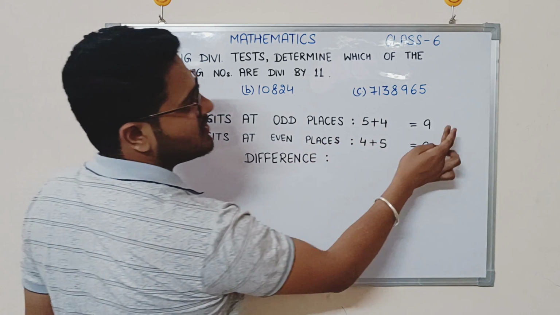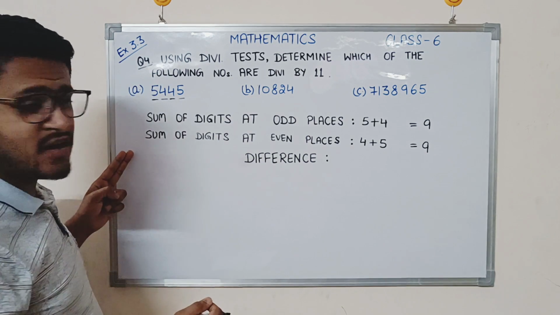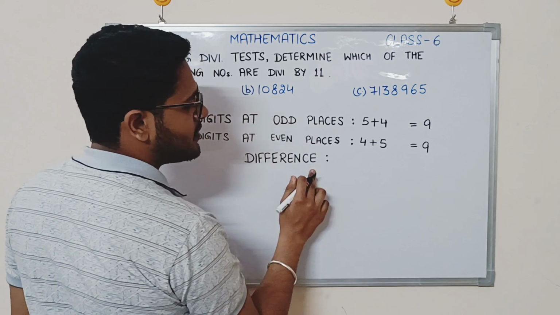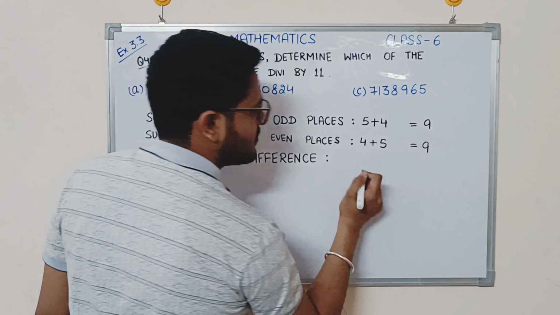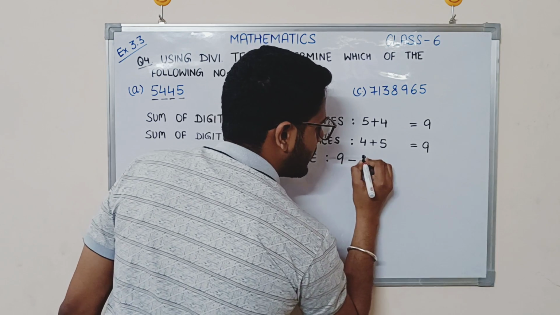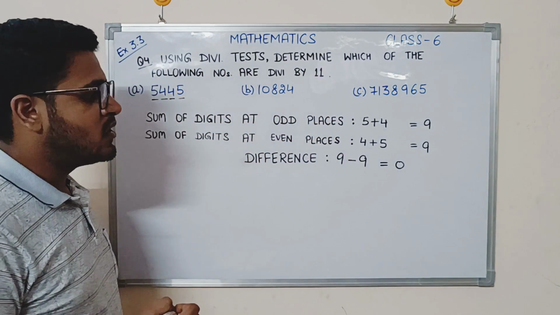The third step in the divisibility test for 11 is we will subtract the sums that we have got. So the difference will be 9 minus 9, which is nothing but 0.